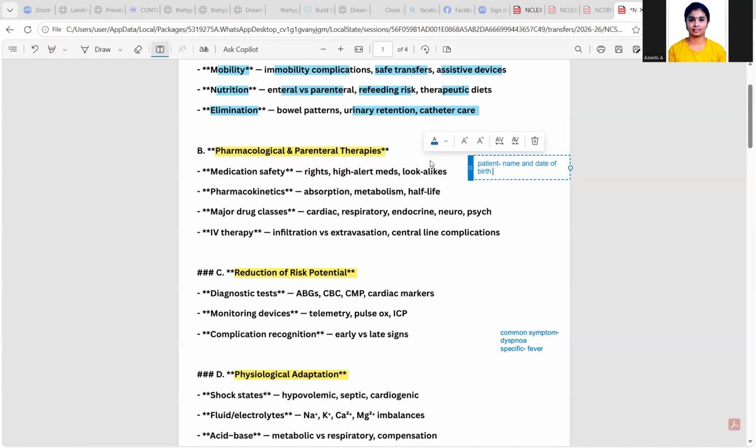Also, we should know about each medicine and what the medicine is used for. For example, if it is an antibiotic, what is the use of an antibiotic? It prevents infection. Like that, each medicine has some specific actions. So we need to identify the action, metabolism and half-life of the drug also. For example, half-life means how long the drug will be available in our body.